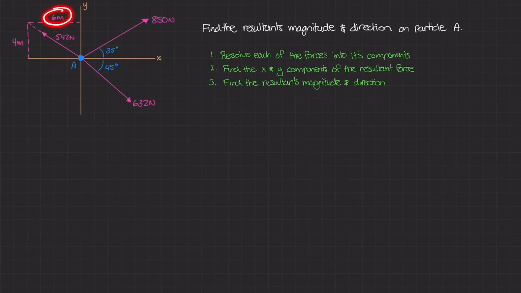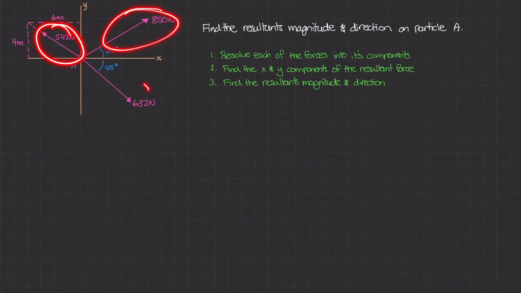So we can use these numbers to figure out what the angle is, or use it in other ways to determine the components of this particular force. If you remember from the last video, there were three steps to figuring out the resultant force of multiple forces. The first step is to resolve each of the forces into their own components. So for each of these three forces, we are going to have to figure out the x and y components of this force. Once that's known, step two is to find the x and y component of the resultant force.